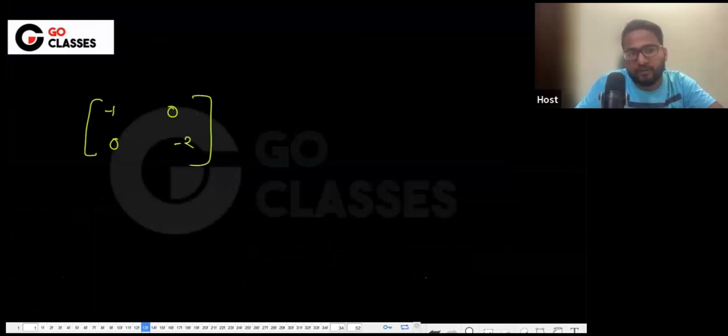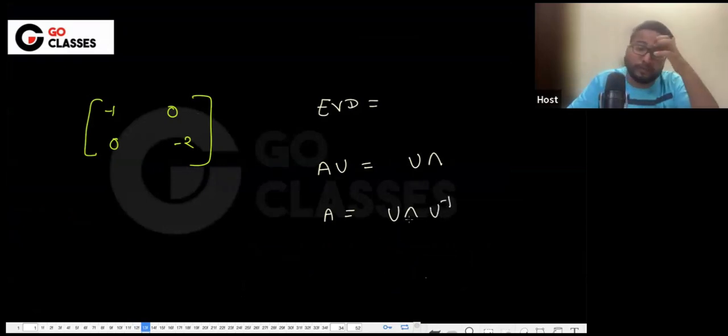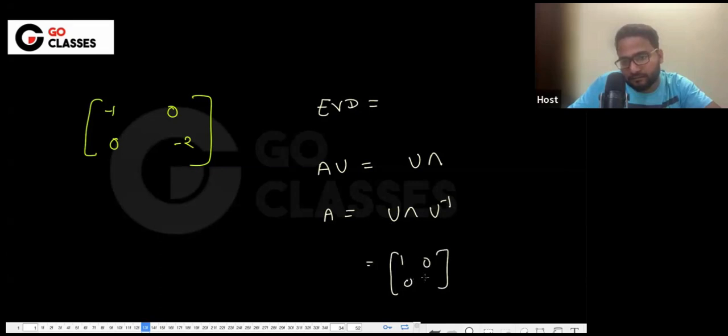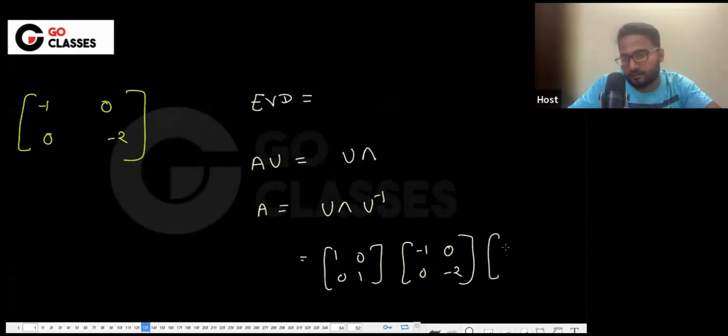A diagonal matrix, basically. The EVD, eigenvalue decomposition, basically says that you have, let's suppose, A u equals u lambda, which means A is basically u lambda u inverse, where lambda is some diagonal matrix of eigenvalues. Now you tell me, if you have this as A, isn't it the same as writing the identity matrix here, -1, 0, 0, -2? The eigenvalue decomposition of a diagonal matrix is basically just the same. For example, this is the eigenvalue decomposition.